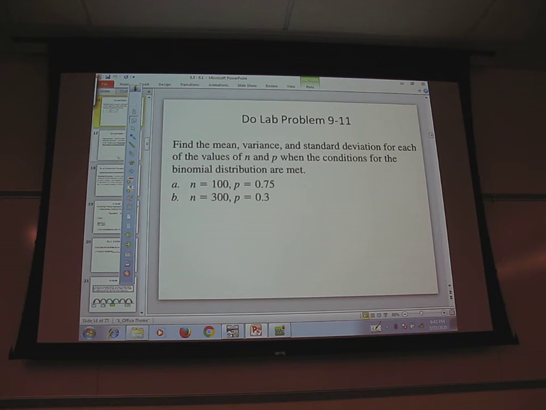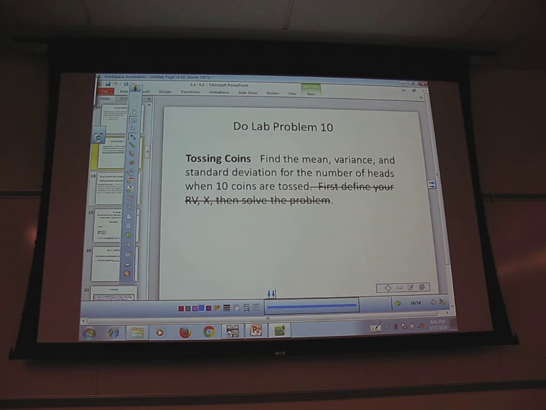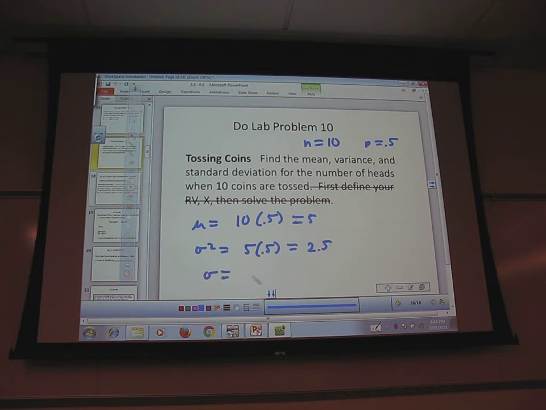Next one, lab problem 10. So what is my n? 10. What is my p, little p? 0.5. Great. So my mean is going to be 10 times 0.5, 5. And then my variance is going to be 5 times 0.5, 2.5. And then sigma will be the square root of 2.5, which is 1.58. Okay, sounds good. I'll go with that.